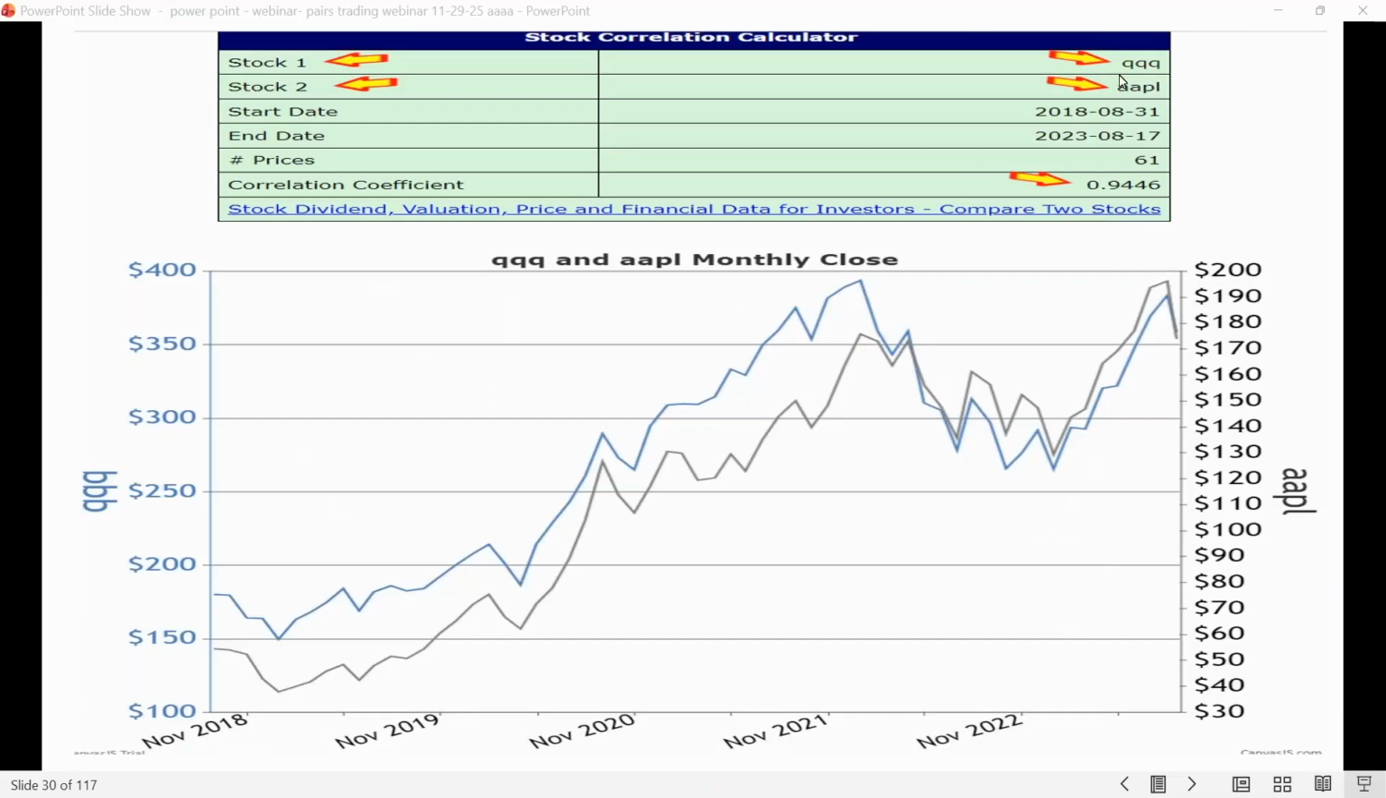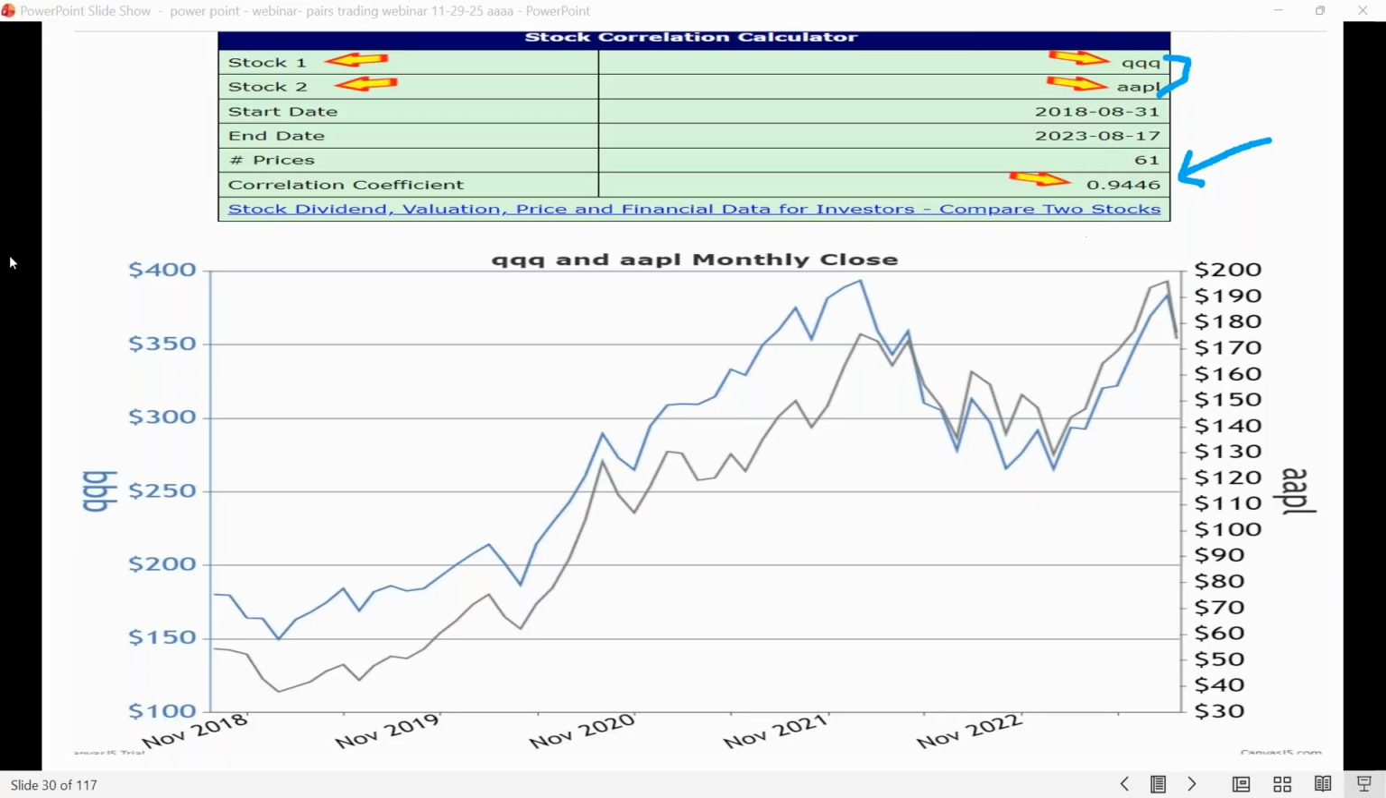So here's QQQ versus Apple. For the longest period of time, Apple was really underperforming the markets. Here's a good example of that underperformance based on a pairs trade. These are Apple versus QQQ, with a nice correlation coefficient here, about 0.94, very tightly correlated.